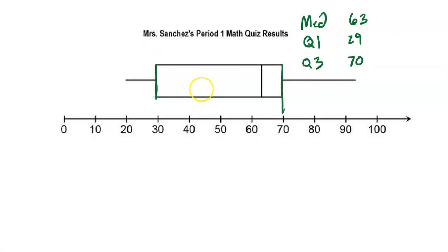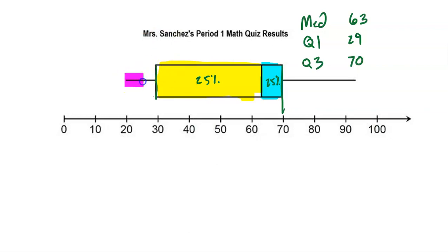Now, I want you to notice the width of the boxes. This is way wider than this. Does wider mean more data, more test scores? Nope, it just means more spread out. There's still 25% of scores here and 25% of student scores here. The 25% in the yellow area are just more spread out.